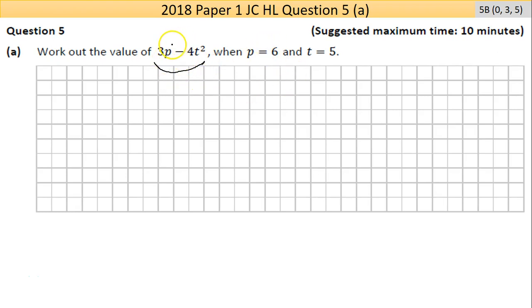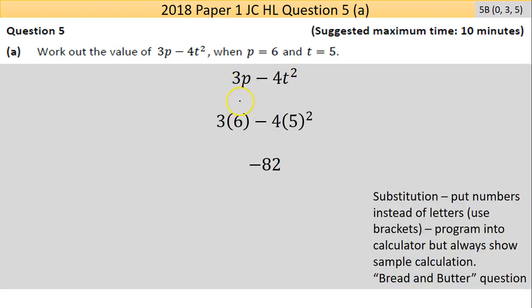Okay, you have two unknowns, but you're actually told them. So the 6 is equal to p and the 5 is equal to t. So going to the answer here, see there I've just substituted in the 6 in brackets and the 5 in brackets, put that through the calculator, and my calculator gave me negative 82.